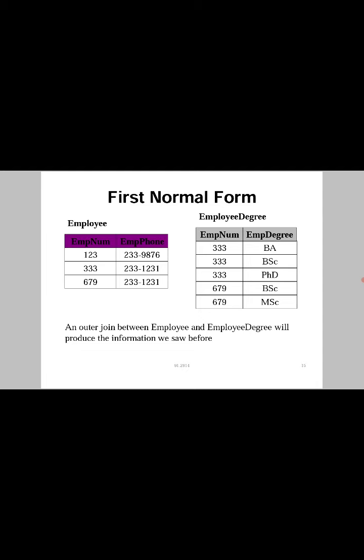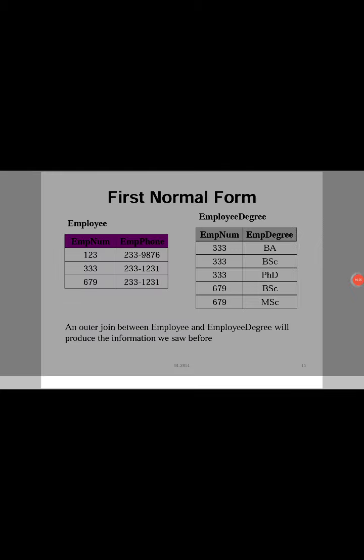So here we split the given relation into two subtables with a common field called employee number. Different types of joins are used, outer join, inner join, and like that. So this is the solution for converting a table into first normal form.